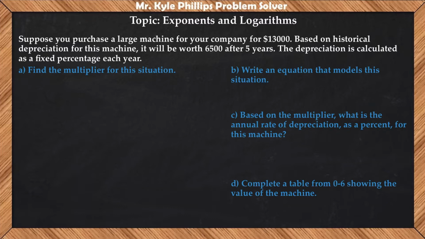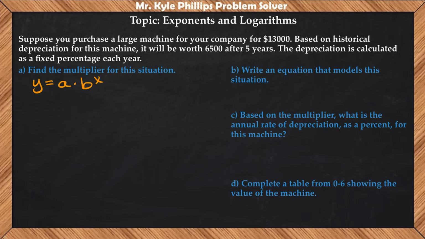So let's see what they want us to find. Find the multiplier for this situation. Okay, so let's think about exponential equations. They're normally of the form y equals a times b to the x. Now, a is always going to be the initial amount. This is what the item was worth the day you bought it, or if you're referencing another type of problem, it's what you initially start with. B is what your multiplier is. X represents the years that have passed, and Y is what you currently have today.